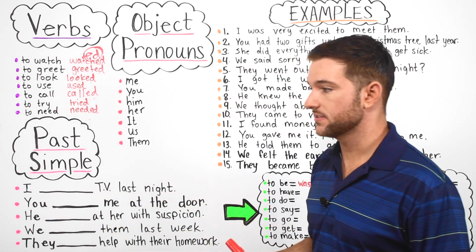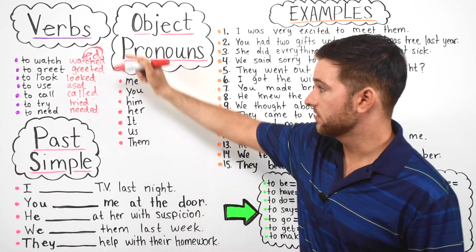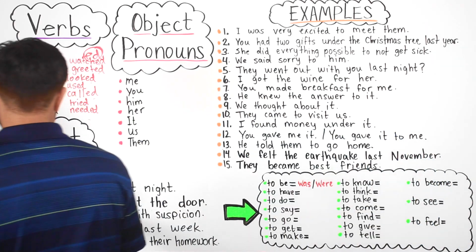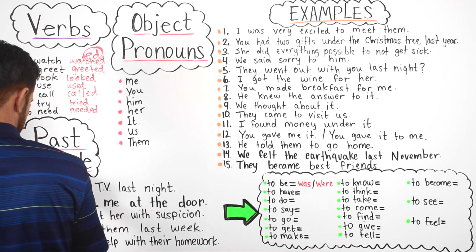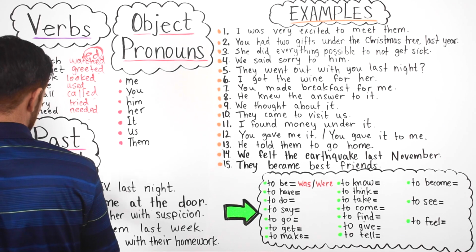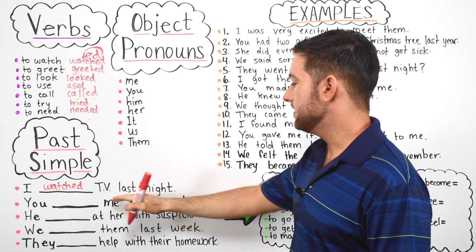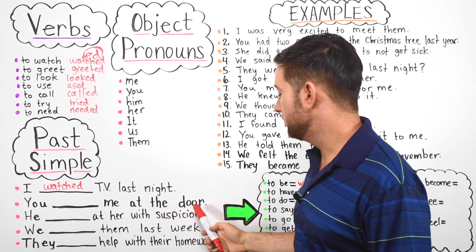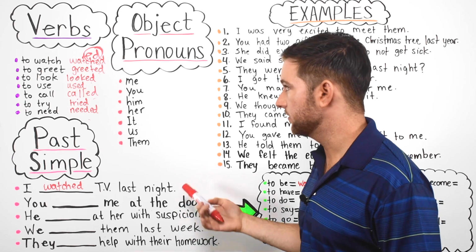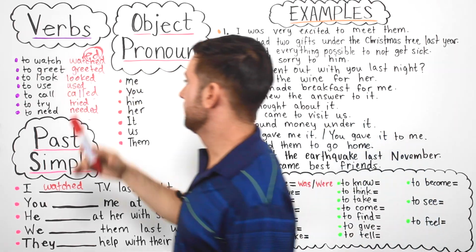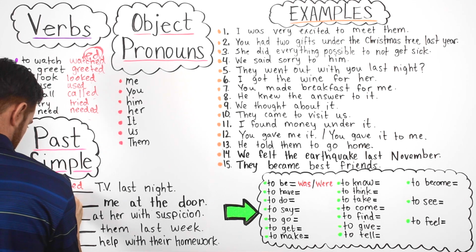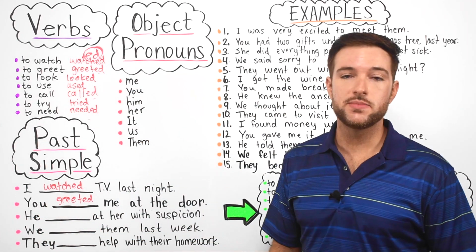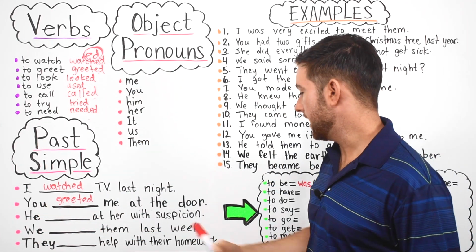I blank TV last night. What are you going to say from here? I watched, right? I watched. W-A-T-C-H-E-D. J'ai regardé la télé hier soir, right? I watched TV last night. You blank me at the door. So, à la porte. So, at the door, we're going to say you greeted. Greeted. So, we say, you greeted me at the door. Tu m'as salué à la porte.